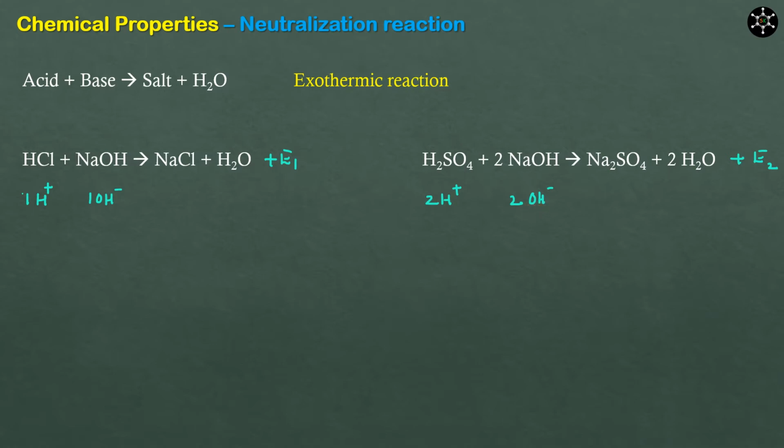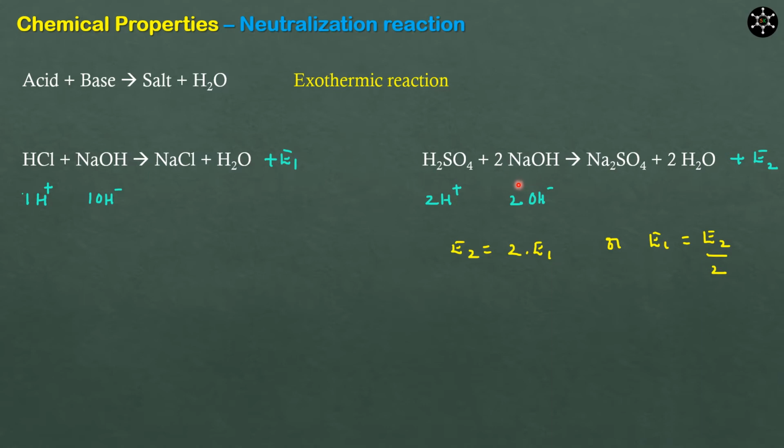So, we can tell E2 will be equal to 2 times E1, or E1 equals E2 divided by 2, meaning the amount of energy released in the first reaction is equal to half of the energy which gets released in the second reaction.